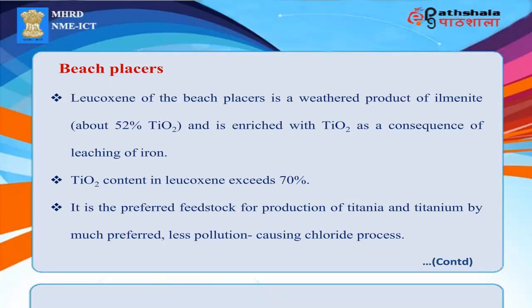Leucoxene of the beach placers is a weathered product of ilmenite with about 52% TiO2 and is enriched with TiO2 as a consequence of leaching of iron. TiO2 content in leucoxene exceeds 70%. It is the preferred feedstock for production of titania and titanium by the much preferred, less pollution causing chloride process.